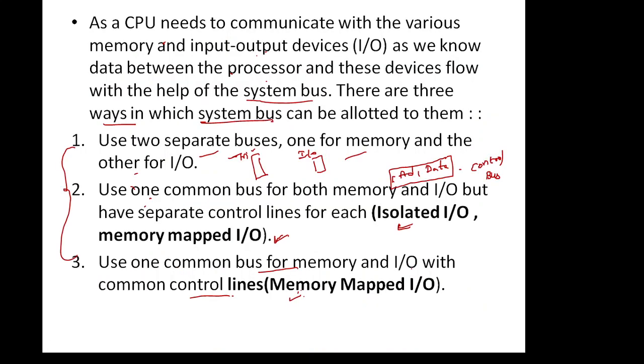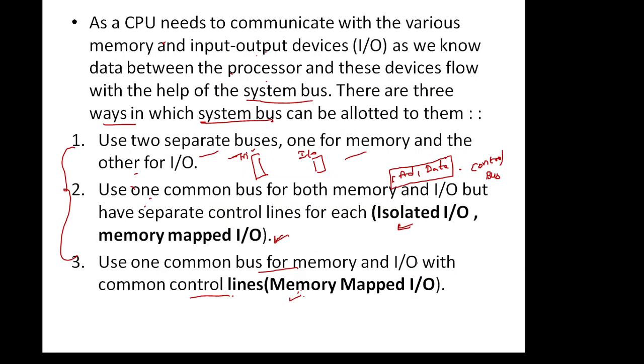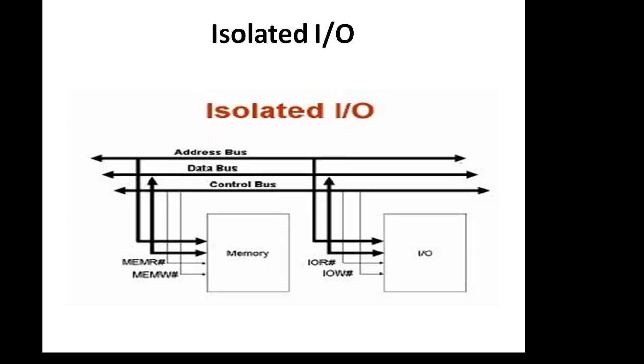And the next one is one common bus for both of them. Both of them in the sense address and data, we have to maintain one common bus, and separate control lines, that we call an isolated IO. So what is an isolated IO? Here in this block diagram you can see, the address and the data bus are common, but the control bus is different.